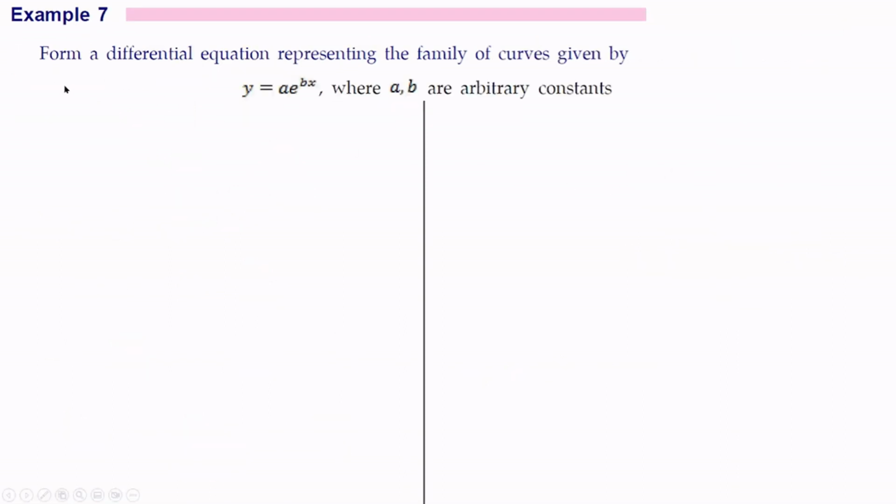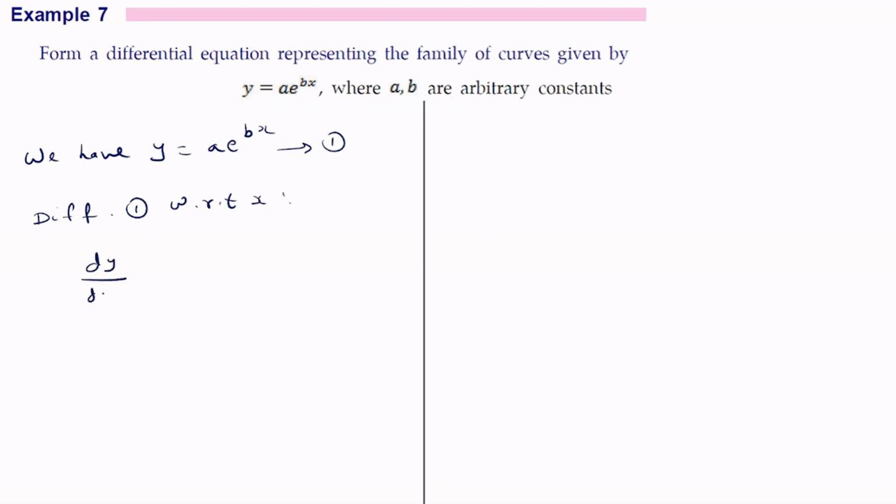Next we have the next question. Form a differential equation representing the family of curves given by y equal to a e raised to bx. Here we can see that this function has got two parameters a and b. They are the arbitrary constants. So we have to proceed up to finding the second order derivative. We have y equal to a into e raised to bx. Let us differentiate 1 with respect to x.